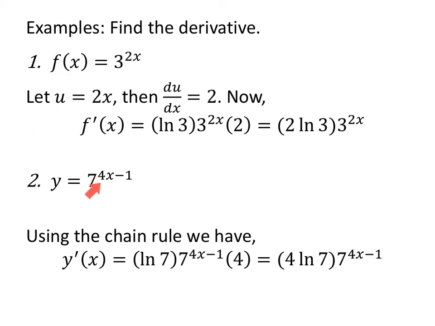Y equals 7 to the 4x minus 1. We have, using the chain rule, using the a to the u derivative, y prime of x will be the natural log of 7 times 7 to the 4x minus 1 times the derivative of the exponent, 4. Rewrite it just to clean it up, or you can leave it with parentheses either way. So the derivative of the exponent times the original multiplied by the natural log of the base.